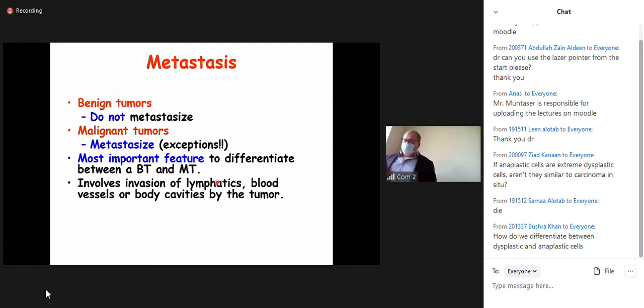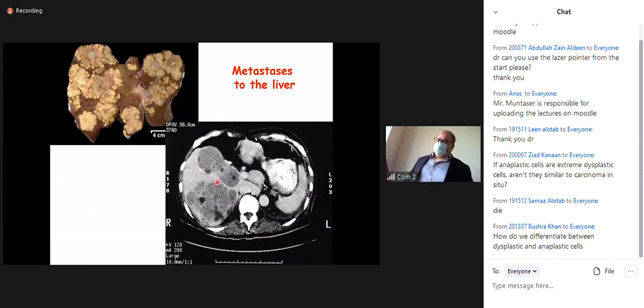How does the invasion happen? The invasion by a malignant tumor happens into the lymphatics or the blood vessels, usually the veins, or through a body cavity, and that's how metastasis will happen from this invasion. And usually when there is a metastasis, let's say from the colon as an example to the liver, the metastatic cells that have escaped the colon tumor and ended up in the blood will not be one cell. It will be many cells, millions of cells actually.